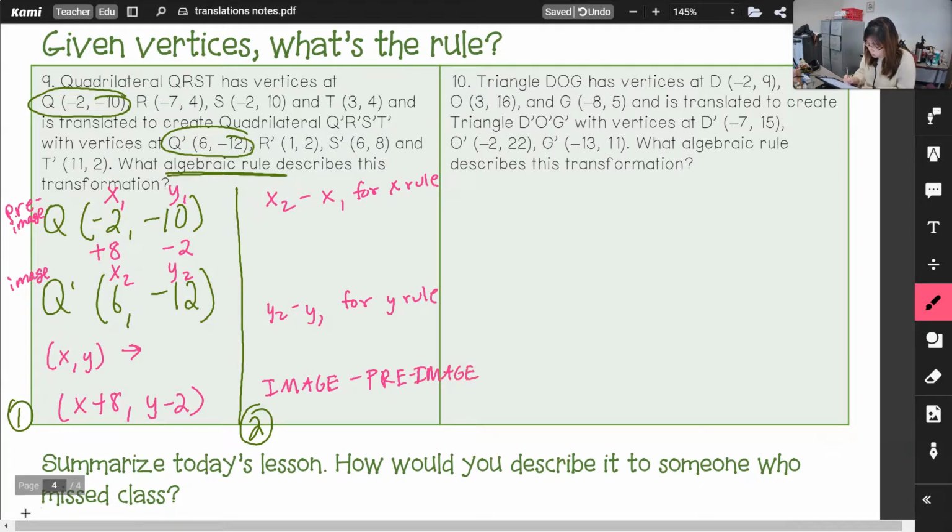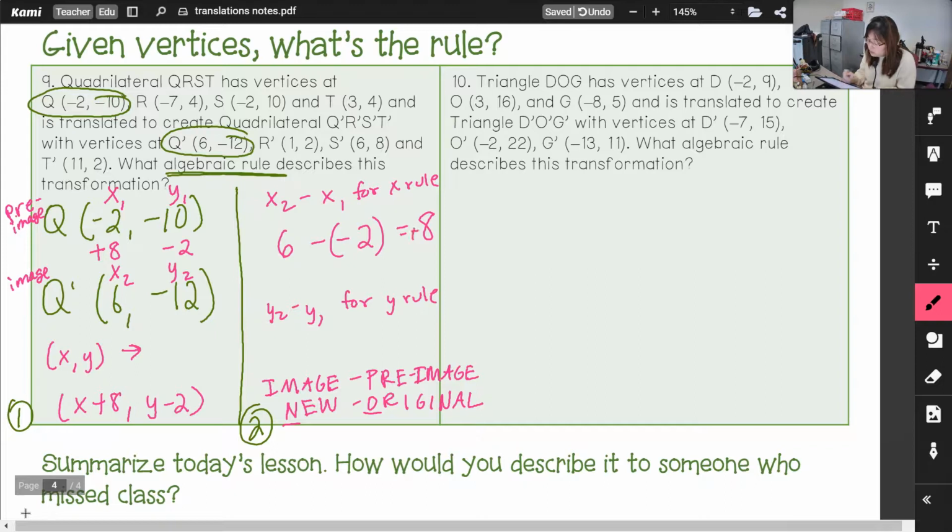Or you can think of it as the new minus the original, aka the no rule, NO, new minus original. So the new one always goes first when you're subtracting. y2 minus y1, think of it that way, kind of like with slope. Okay, so in this one, x2 is 6, x1 is negative 2, 6 minus negative 2 is the same as 6 plus 2, right? It's 8. And it's a positive 8, so that's how we know, oh, it's x plus 8.